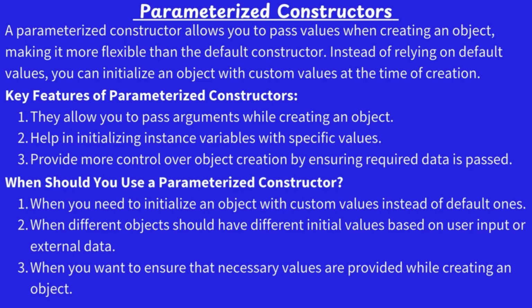So, when should you use a parameterized constructor? You should use it when you need to initialize an object with custom values instead of relying on defaults. It is also useful when different objects should have different initial values, such as when data comes from user input or an external source. And most importantly, a parameterized constructor ensures that all necessary values are provided right at the beginning, preventing the possibility of missing or uninitialized data. Overall, parameterized constructors make object creation more efficient, flexible, and structured, giving you better control over how data is assigned at the time of instantiation.